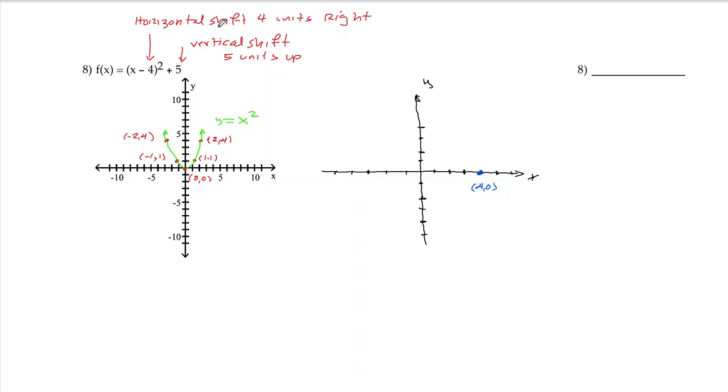I am just making the horizontal shift 4 units to the right. It goes to 4, 0. The point 1, 1, adding 4 to the x coordinate 1, goes to 5, 1. The point that is in minus 1, 1, adding 4, minus 1 plus 4 is going to be 3, 1. The point that is in 2, 4, adding 4, goes from 2, 4 to 2 plus 4, 6, 4. So we'll be here.